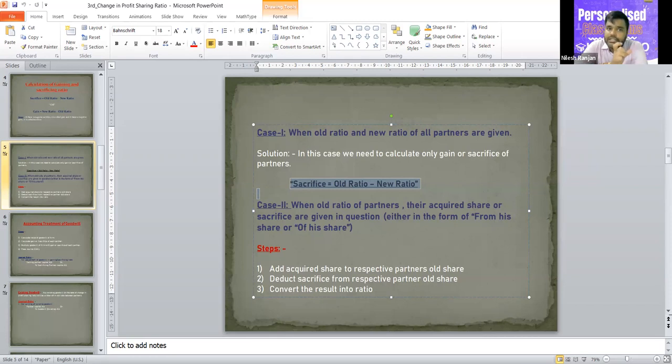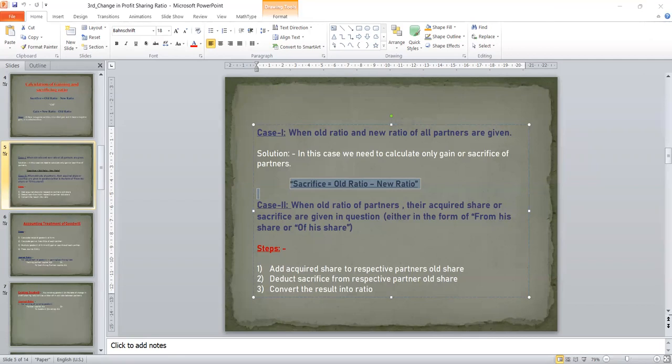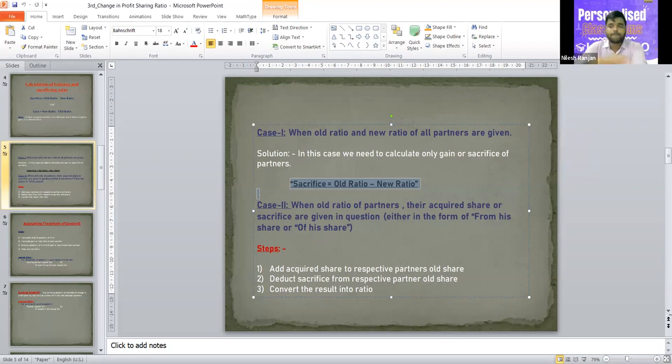So in the beginning, it is said that A and B are sharing profit and losses equally. So it is their old ratio. Clear to you? The 4:3? No. A and B are sharing profit and losses equally. That's the old ratio, so it will be 1:1.